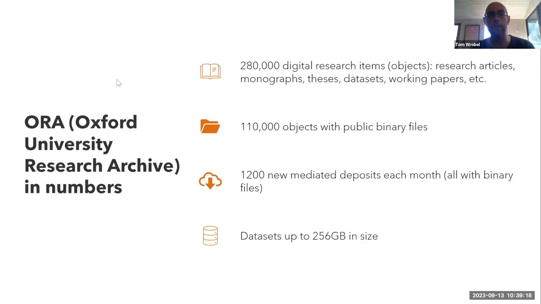We have about 280,000 digital research items. We call them objects. That's monographs, theses, data sets, working papers. That gives you a good idea of what we have. We take almost any digital research output the university sends us, up to 256 gig in size. That's what we're built, or we're building, to do.